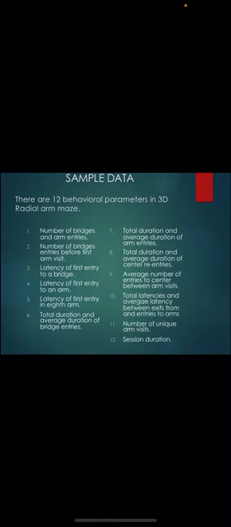average duration of center re-entries, average number of entries to center between arm visits, total latencies and average latency between exits from and entries to arm, number of unique arm visits, and number 12, the session duration are basically recorded in the 3D radial arm maze.